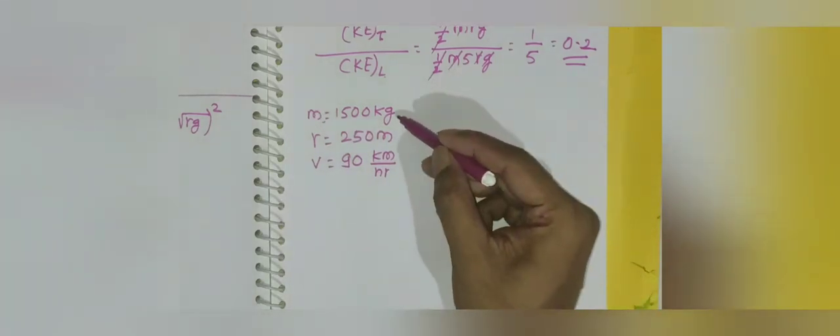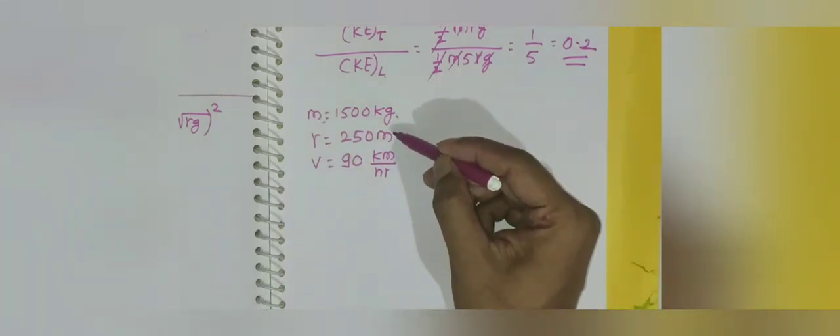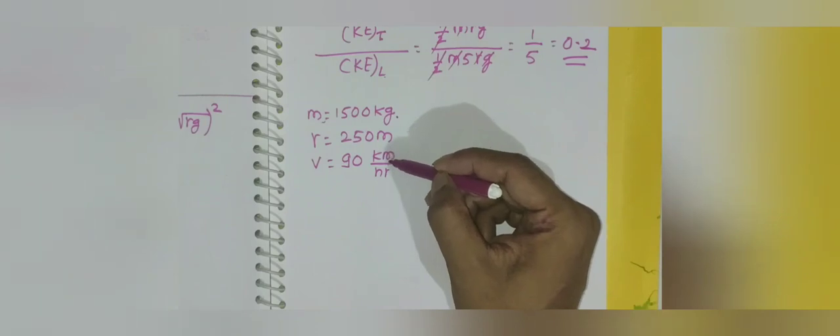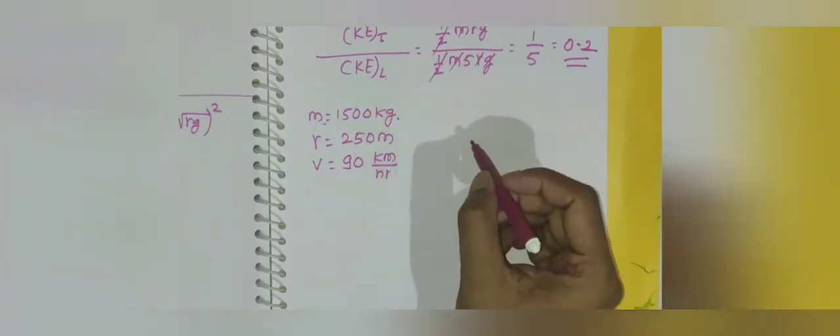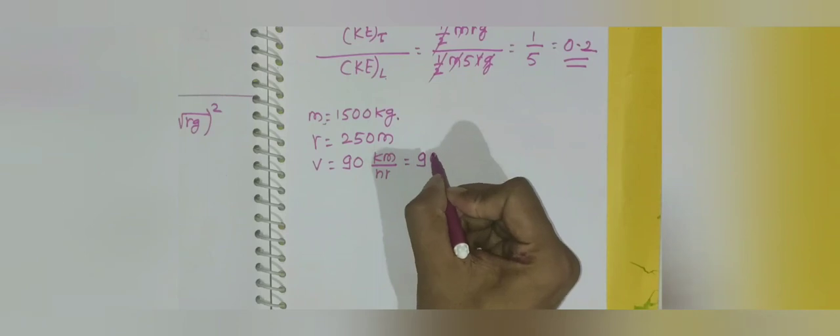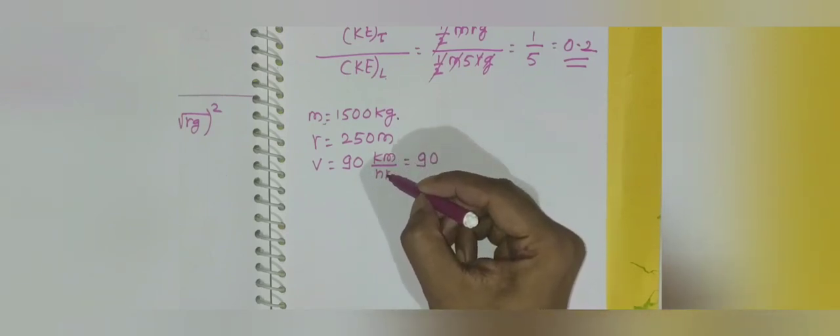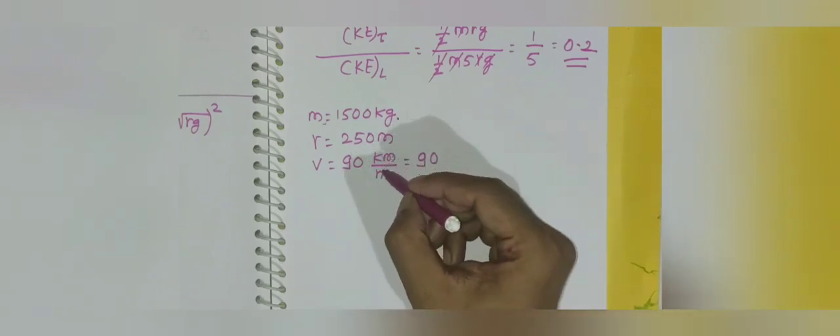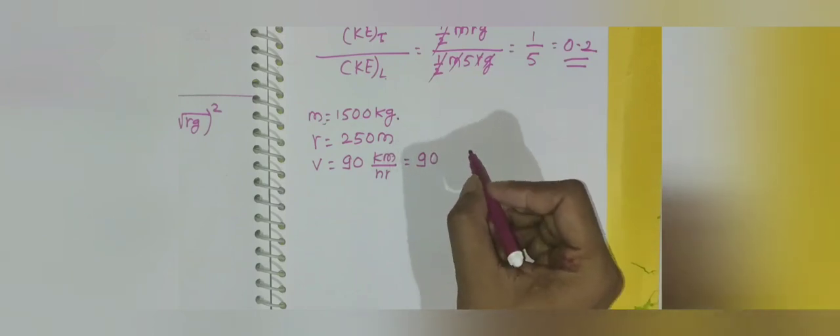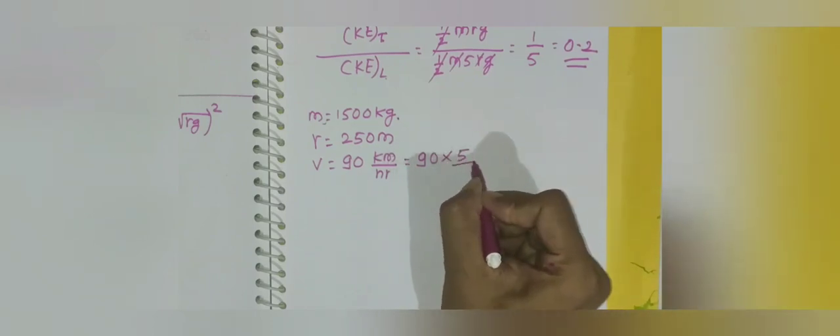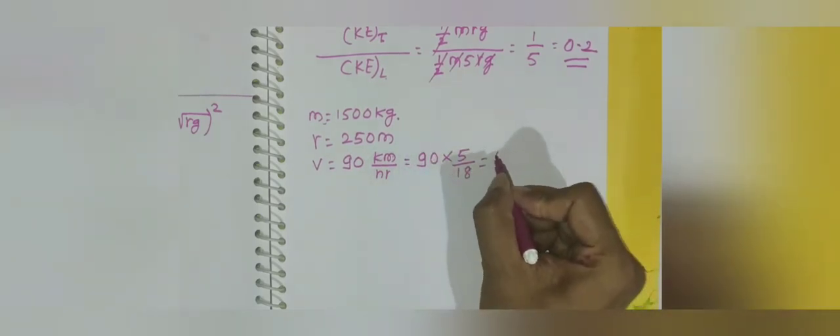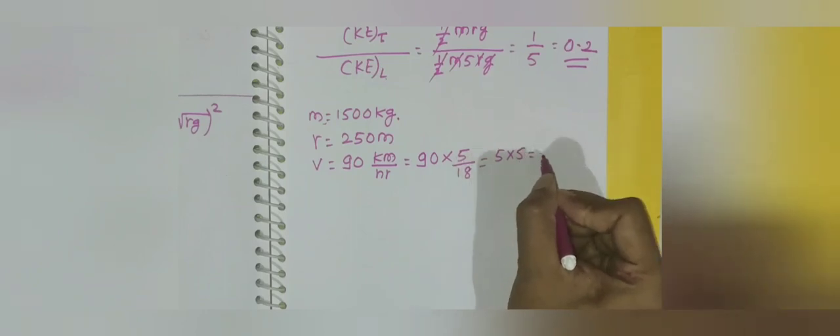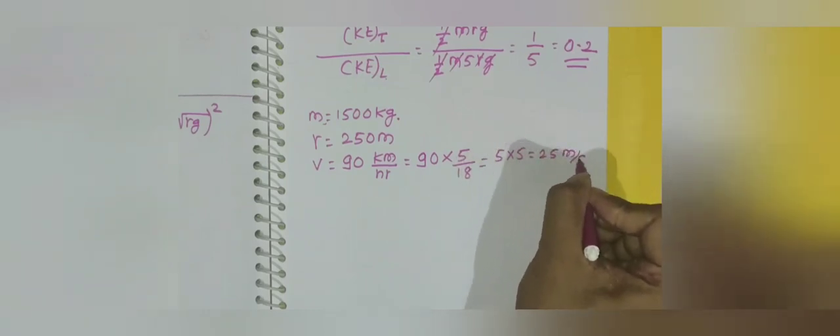So kilogram is an MKS unit, meter is an MKS unit, but kilometer per hour is not an MKS unit. So first we have to convert kilometer per hour into meter per second. To convert kilometer per hour into meter per second, we multiply by 5 by 18. So 18 5s are 90. So this will be 5 into 5, that is 25 meter per second.